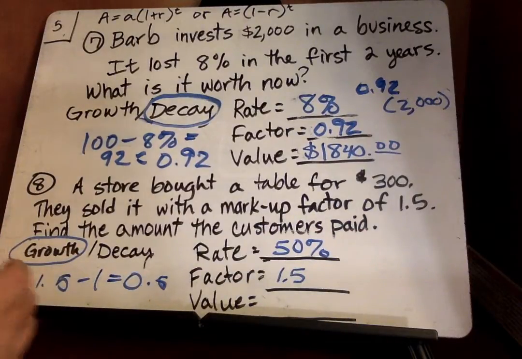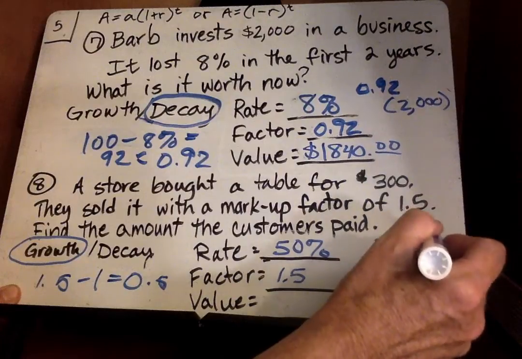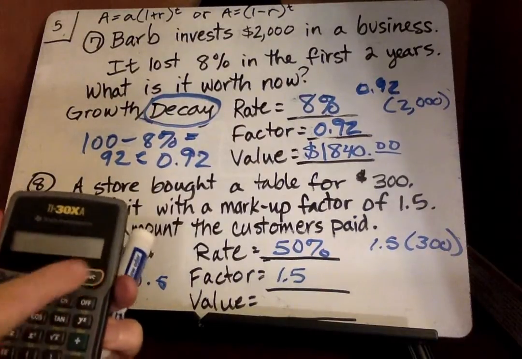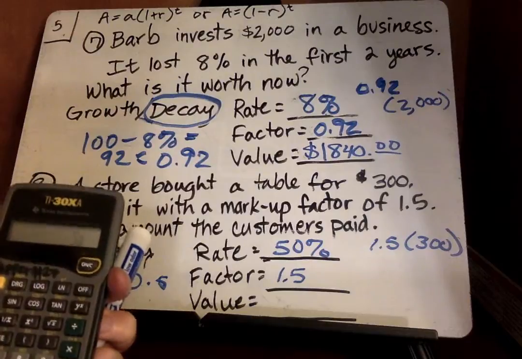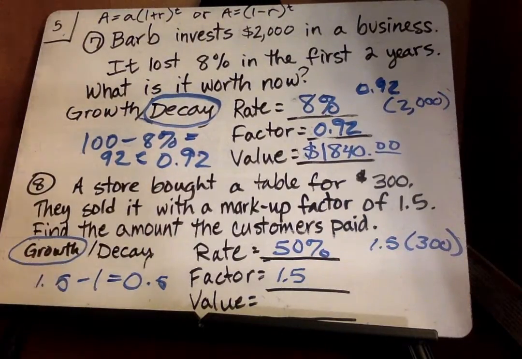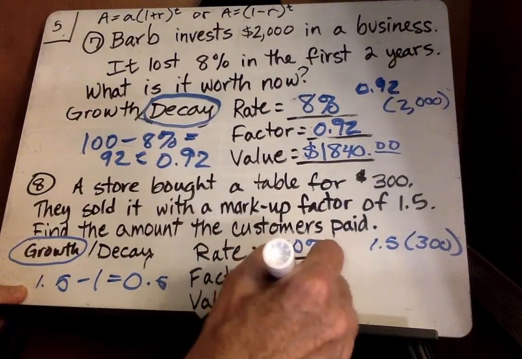And the value, if we do 1.5 times 300. Okay, so we go 1.5 times 300, 450. So our value, put a dollar sign, $450.